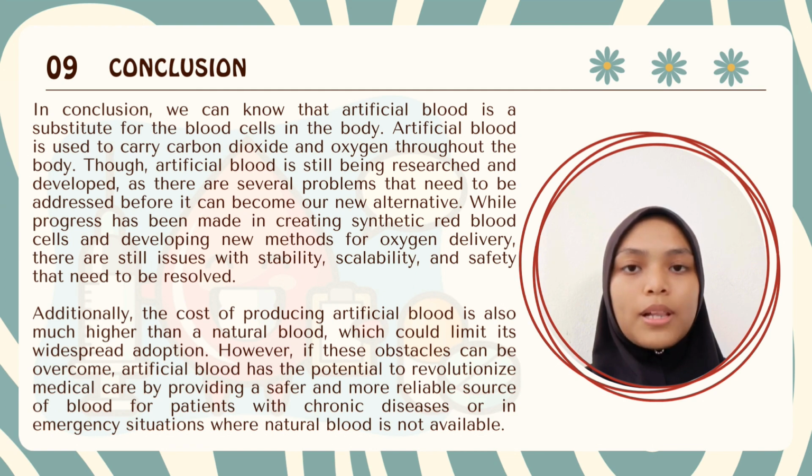Conclusion of artificial blood. In conclusion, we can see that artificial blood is a substitute for the blood cells in the body. Artificial blood is used to carry carbon dioxide and oxygen throughout the body. Though artificial blood is still being researched and developed, as there are several problems that need to be addressed before it can become our new alternative. While progress has been made in creating synthetic red blood cells and developing new methods for oxygen delivery, there are still issues with stability, scalability, and safety that need to be resolved.